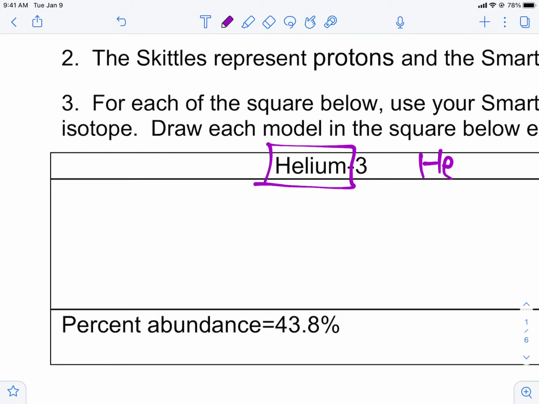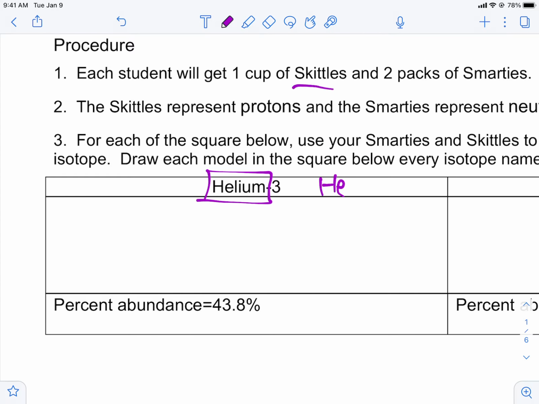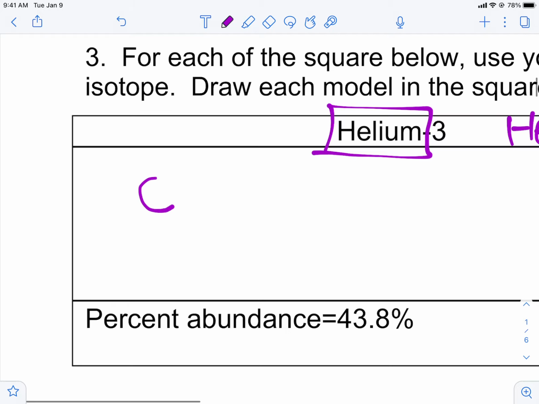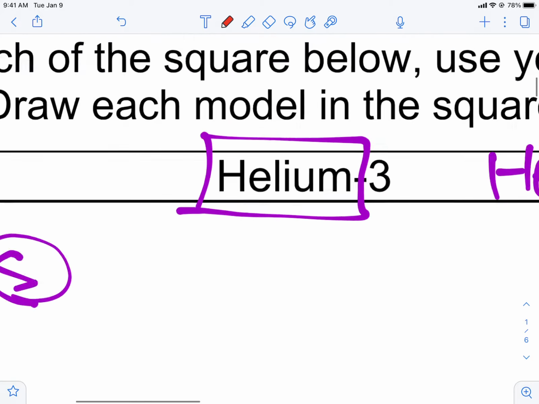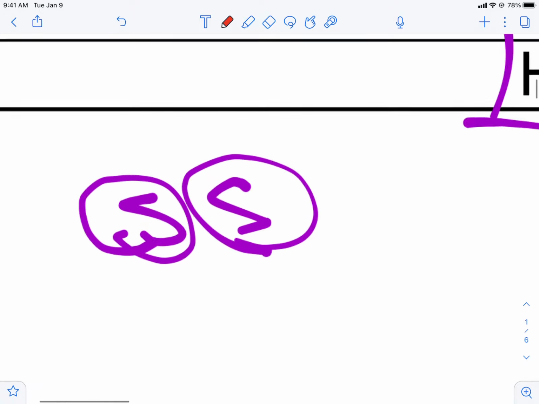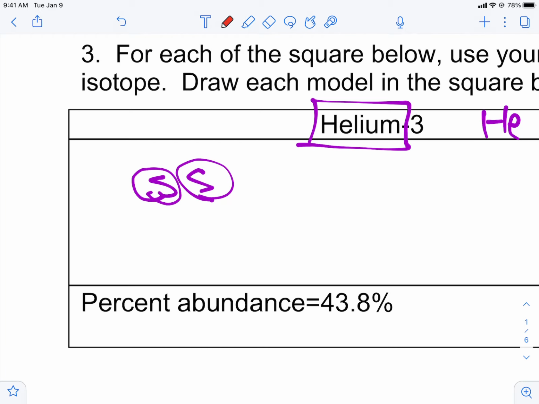So if helium is number 2, that means it has 2 protons. In this simulation, we use Skittles to represent the protons. So I had people get out 2 Skittles and place them in the box. And then to simulate the number of neutrons, we used Smarties. How many Smarties do we need? To figure out the number of Smartie neutrons we need, we take the mass number and subtract the 2 protons to get the difference, which is the number of neutrons. 3 minus 2 is going to equal 1. So that's going to give us 1 Smartie neutron, and that will be an empty circle.